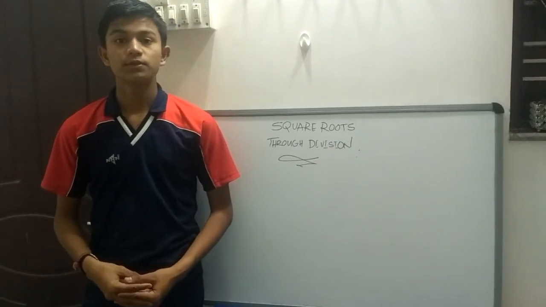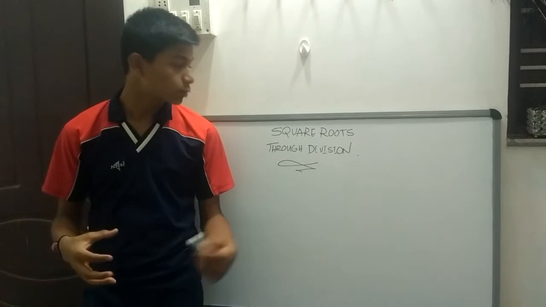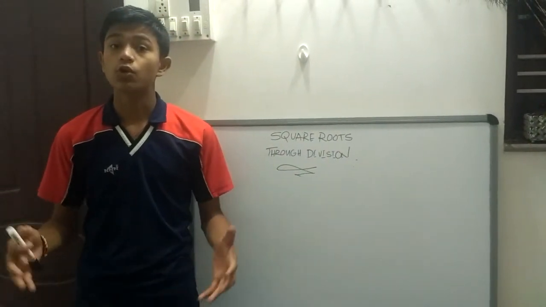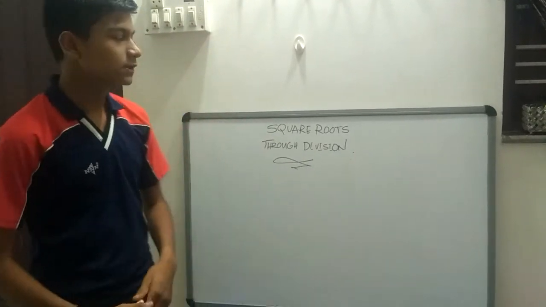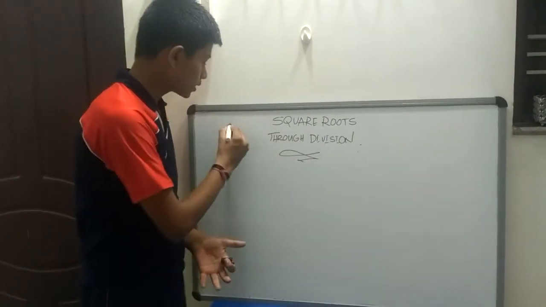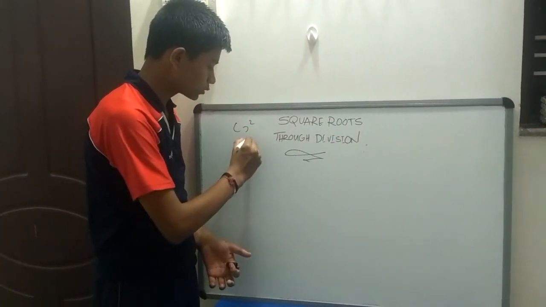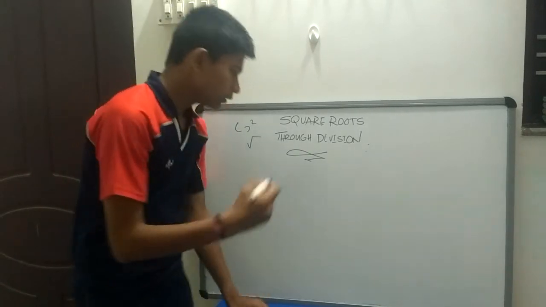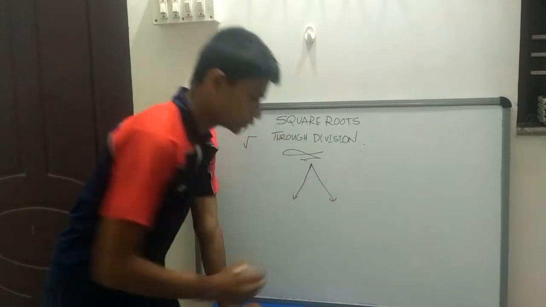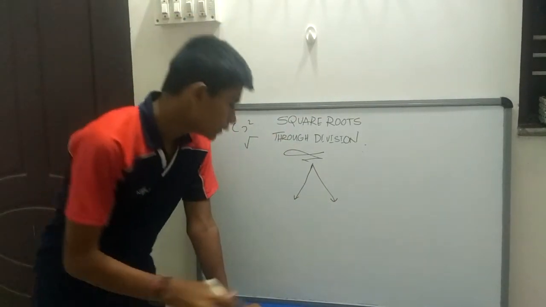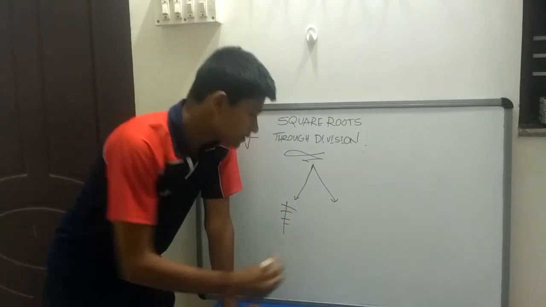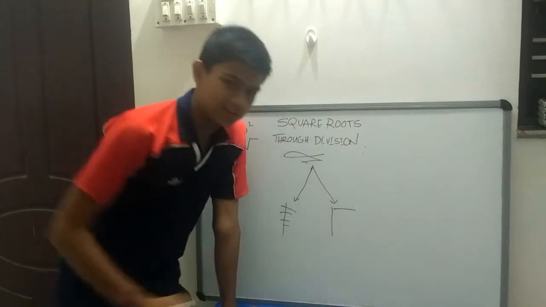So friends, today we will be discussing how to find square roots through division, or you can say how to find square roots through the long division method. Firstly, we will introduce squares and square roots. You all know what squares and square roots are. There are two ways of finding square roots. The first is prime factorization, and the second is the long division method.